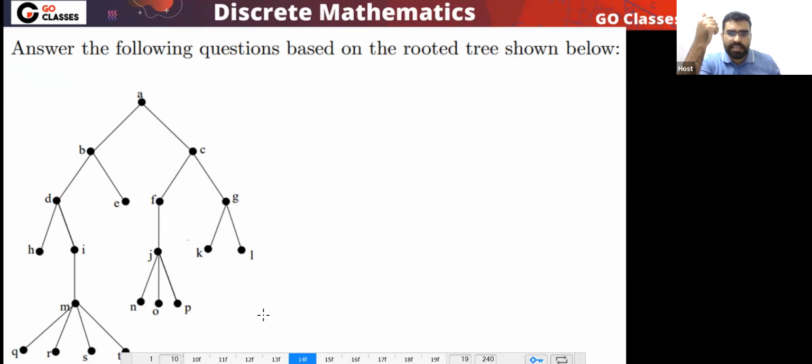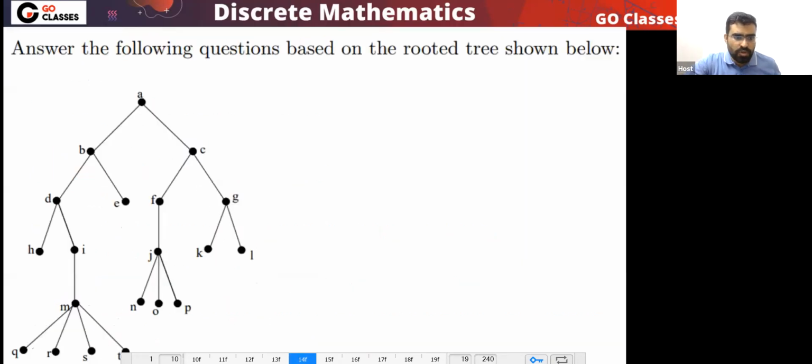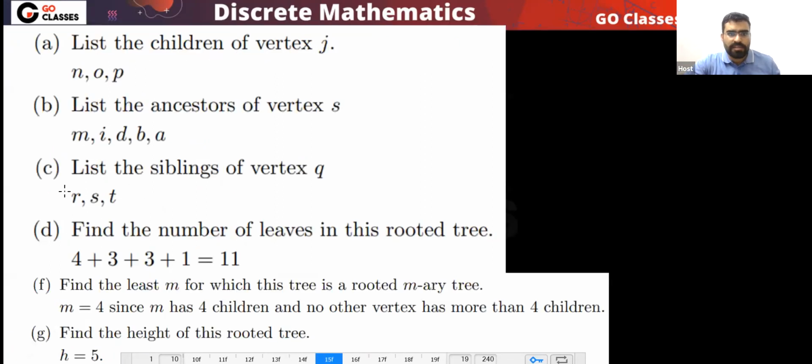MIDBA. These are the ancestors of S. Very simple. Next, siblings of Q. Siblings of vertex Q. This is your vertex Q. Siblings means same parent. So the siblings are R, S, T.